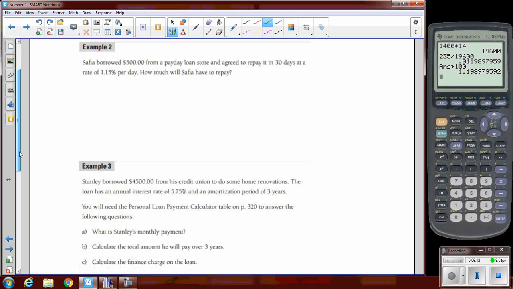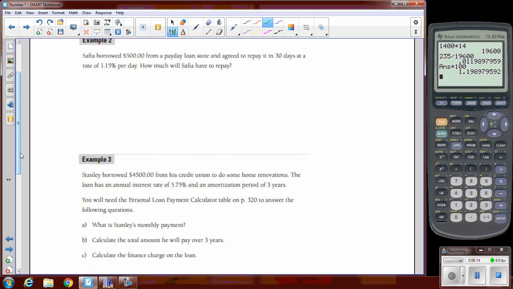So our next example has Safia borrowing $500 from a payday loan store, and she agreed to repay the loan in 30 days at an interest rate of 1.15% per day. How much will she have to repay this payday loan store? So if we look at the interest is principal times rate times time. We want to figure out how much they're going to charge her to borrow this money. So she's borrowing $500. The interest rate that they're charging her is 1.15%.